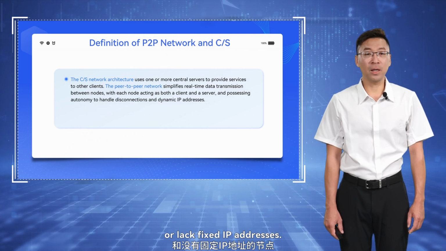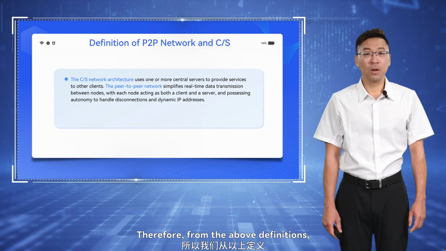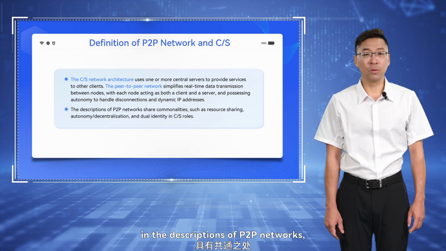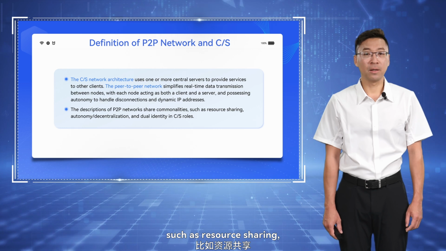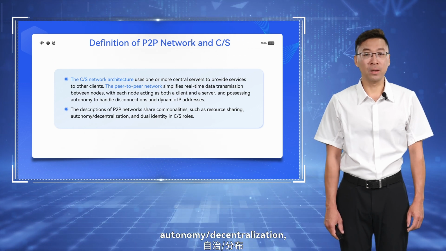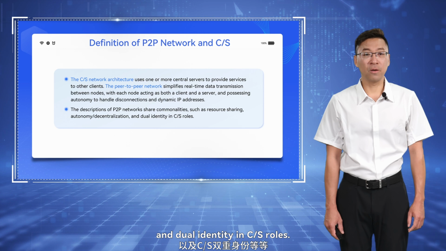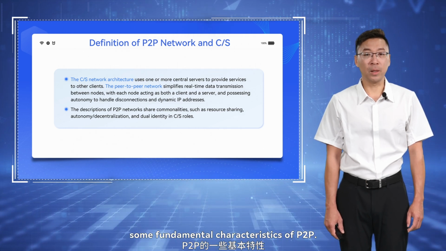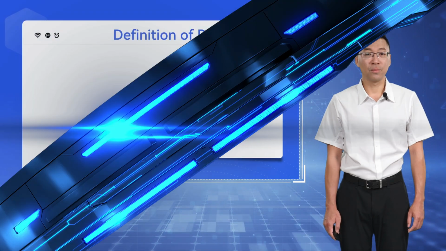Additionally, each node is autonomous and capable of maintaining connections with nodes that may experience interruptions or lack fixed IP addresses. Therefore, from the above definitions, we can see commonalities in the descriptions of P2P networks, such as resource sharing, autonomy, decentralization, and dual identity in CS roles. These all reflect some fundamental characteristics of P2P.